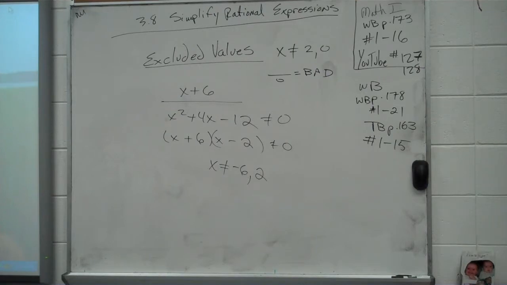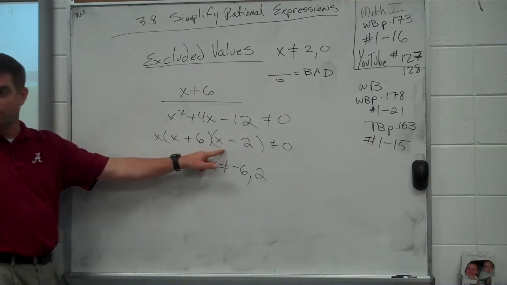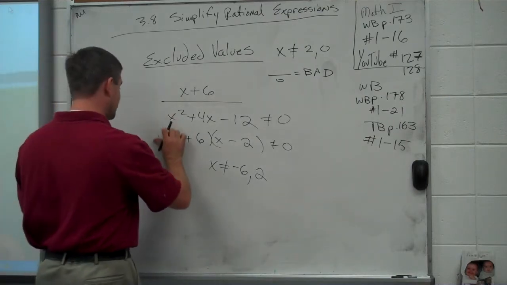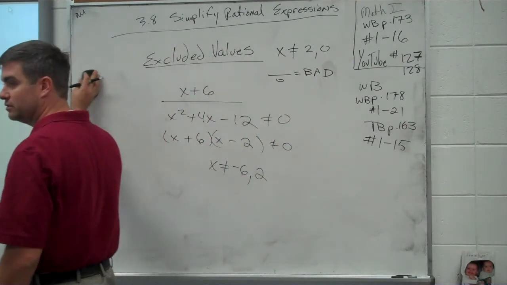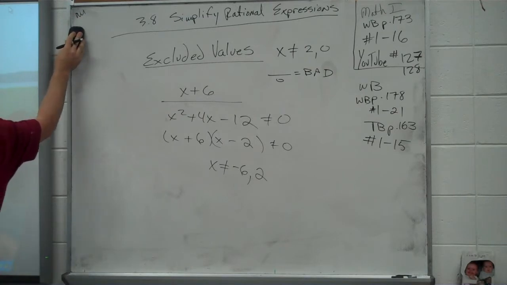Okay? Any questions? And we're going to move on to simplifying. It's always going to be 1 or 2 values, right? What if I had an x out front? What would your 3 excluded values be? 0, negative 6, and positive 2. So there could be more than 1 or 2 excluded values. Could there be no excluded value? Yeah, that was the first example we did.